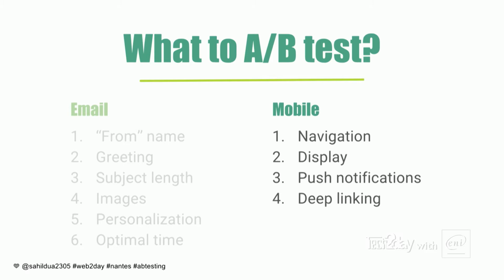And next, if you have a mobile app, you can change the navigation, you can change the display, you can change how much you send push notifications. You can also change the copy of the push notifications to see which one has more open rate or click rate. And you can also change the deep linking to see how people are coming from other websites or other apps to your app.